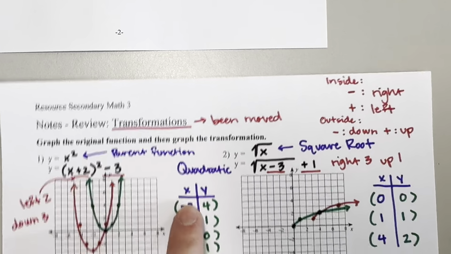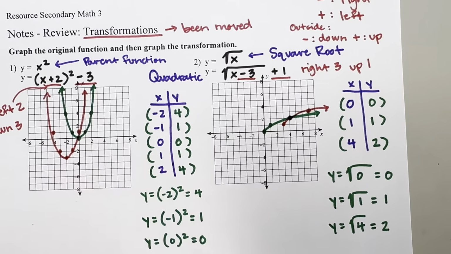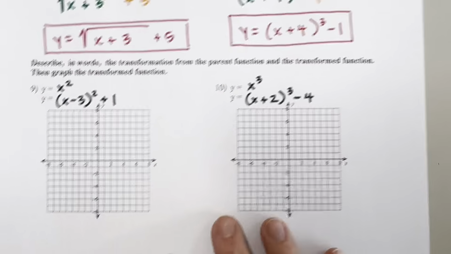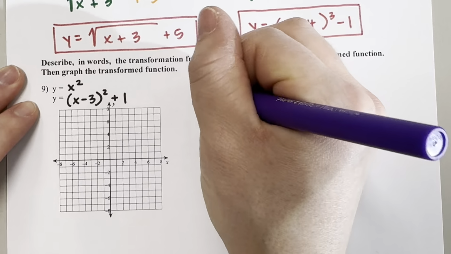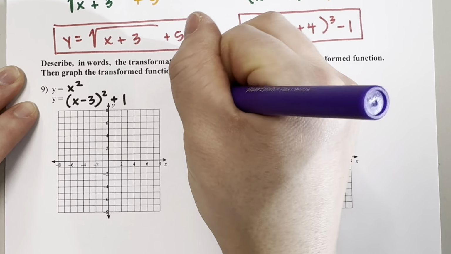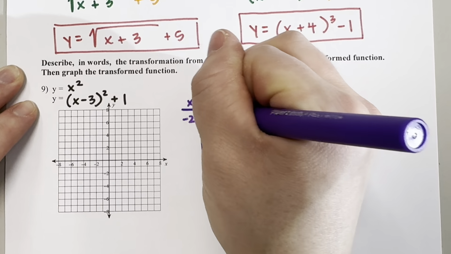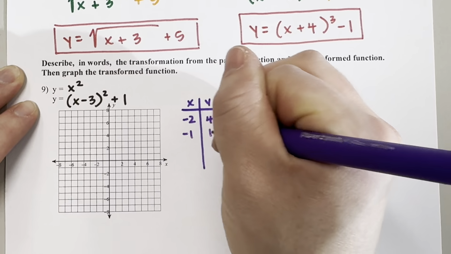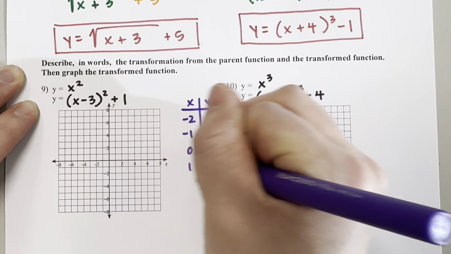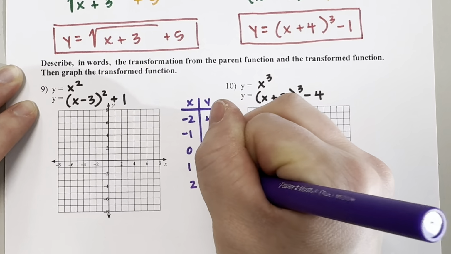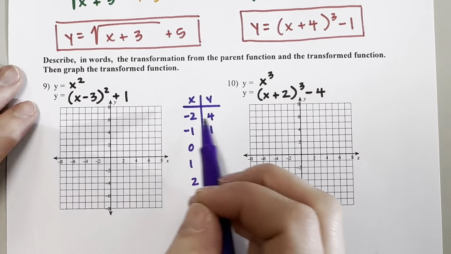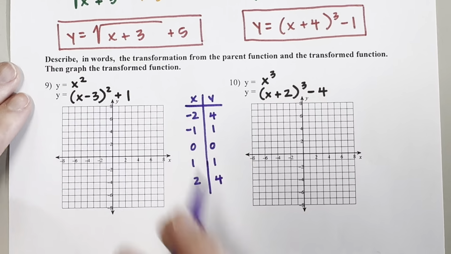All right, so I'm just going to go ahead and grab these coordinate points from my parent function here. Okay, so I'm just going to copy down what we had for my parent function. We don't have to plug them in again. We got -2, +4, -1, 1, 0, 0, 1, 1, and then +2, +4. Okay, these were my parent function points for a quadratic.